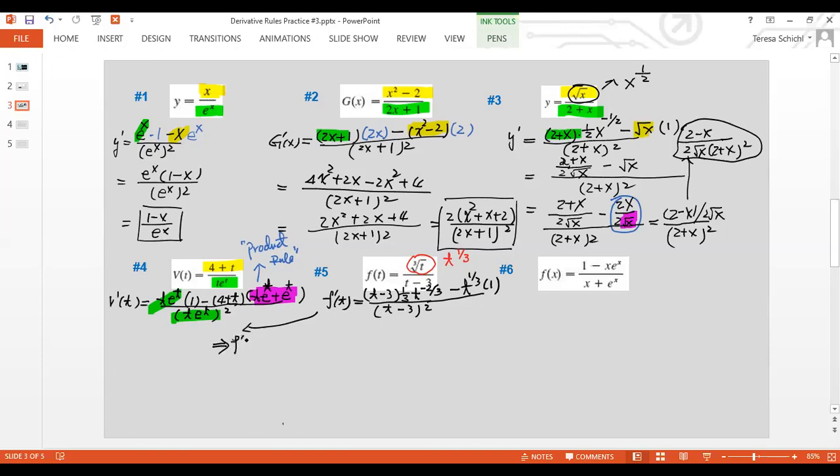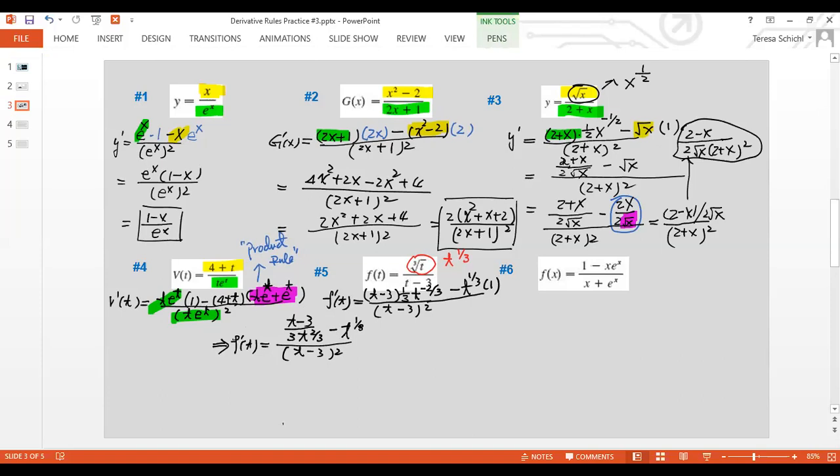Okay, so f prime of t. Let's see here. The bottom is (t minus 3) squared. So the top here, this is 1/3, right? And then this is t to the 2/3 because I have a negative, right? I have negative, and then get rid of this. So then the top here is t minus 3, then minus t to the 1/3.